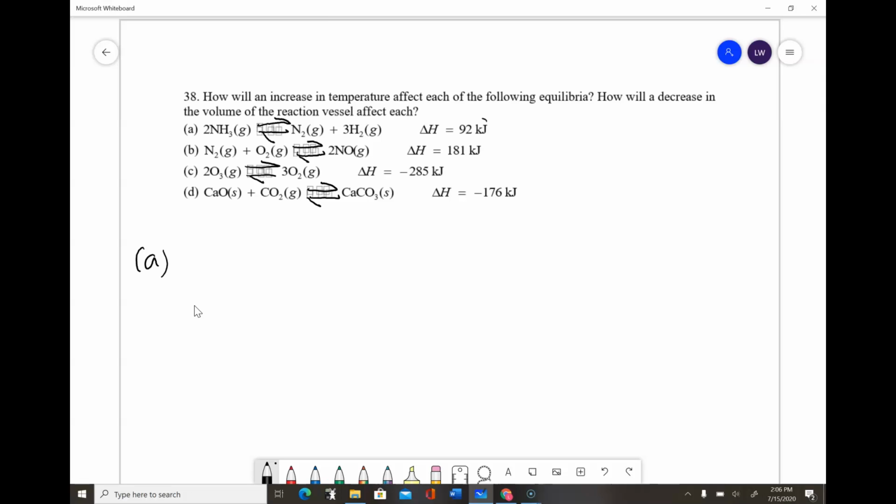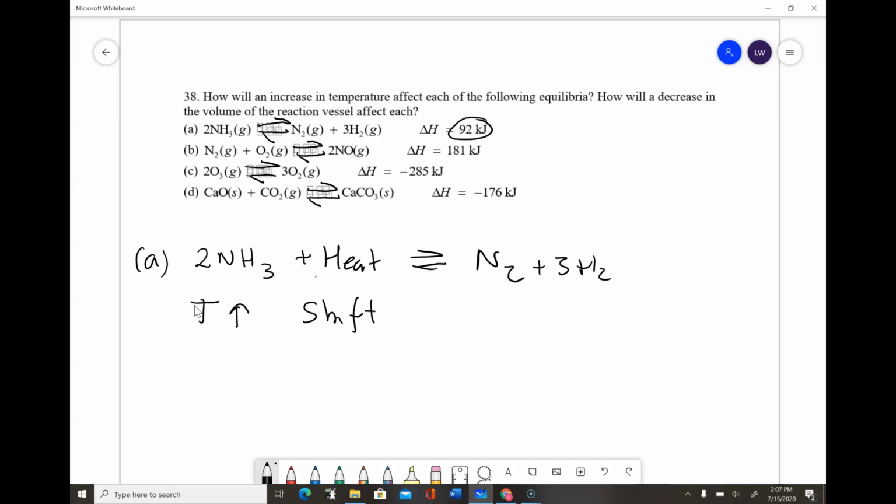What we can see here is that this is delta H positive. So for our first reaction, heat is a reactant. The system is taking in heat. We are adding heat. That's why we've got a positive number there. So what does that mean? When the temperature goes up, we're adding a reactant, which means that the equilibrium will shift to the right. So that's what we can tell there.